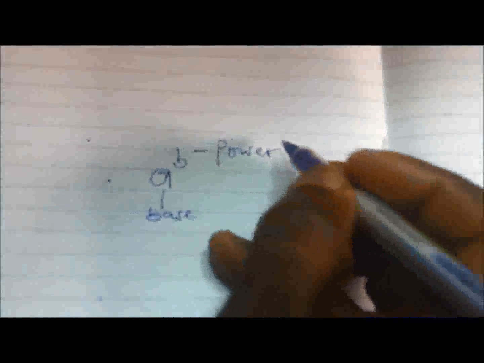In the last lesson, we recalled that when we have a raised to the power of b, our a represents the base while the b represents the power. Today we shall be talking about laws of indices.